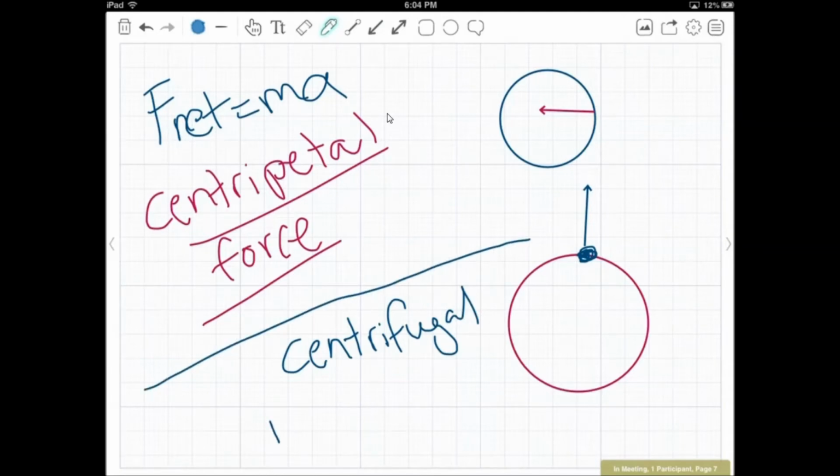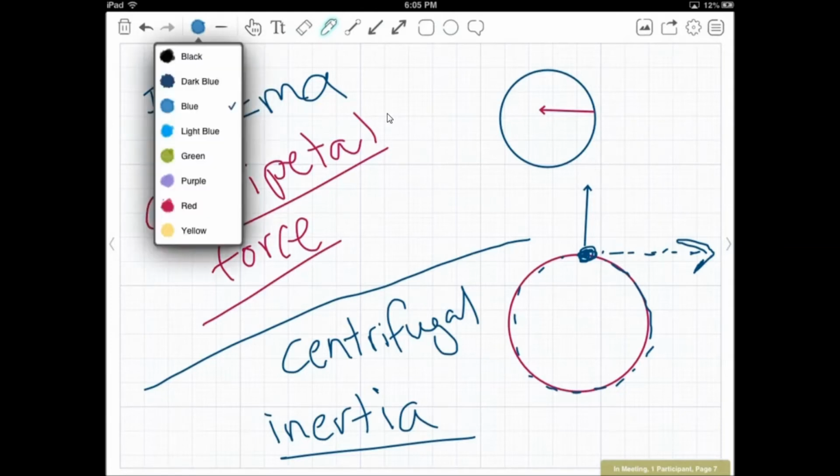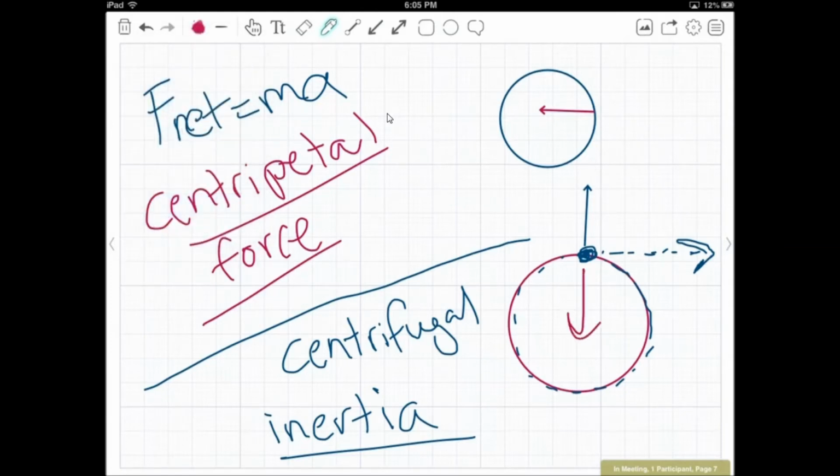It is a result of the object's inertia. When you move in a circle, you feel that you're being pulled to the outside of the circle because that's contrary to what your natural motion would be, moving in a straight line. So you feel like you're being pulled outwards. That's the feeling of your inertia, your resistance to the force that's pointing into the center of the circle. It is not a real force.